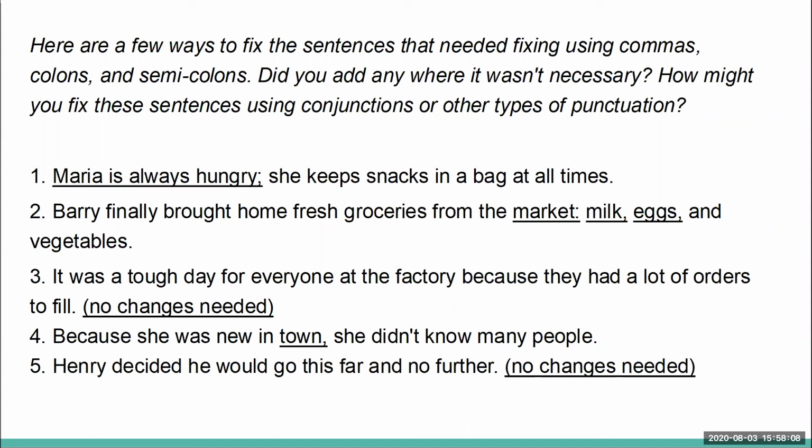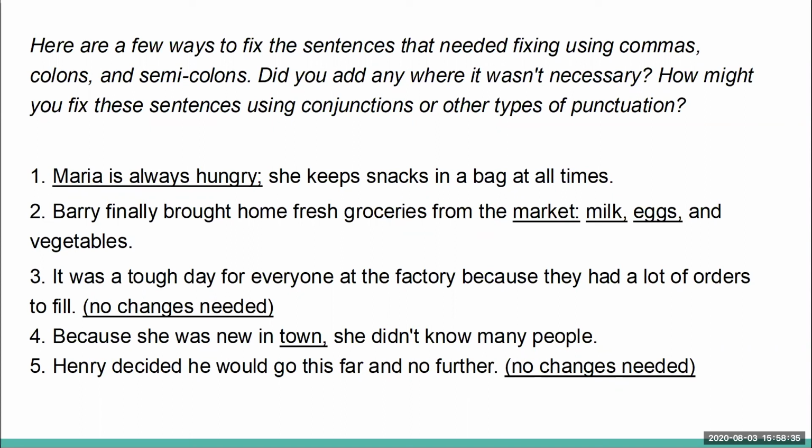It was a tough day for everyone at the factory because they had a lot of orders to fill. In this one, no changes were needed. "It was a tough day for everyone at the factory" is an independent clause. "They had a lot of orders to fill" is an independent clause, and we've joined them not with punctuation, but with a conjunction, "because." Therefore, no extra punctuation is needed.